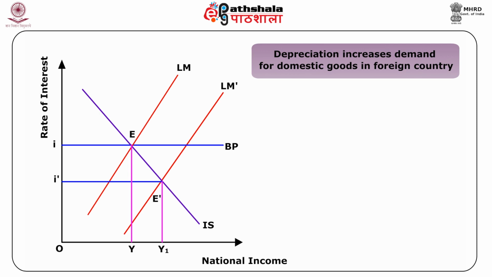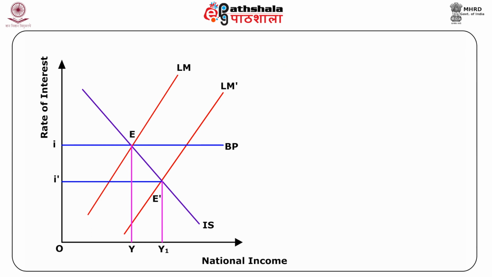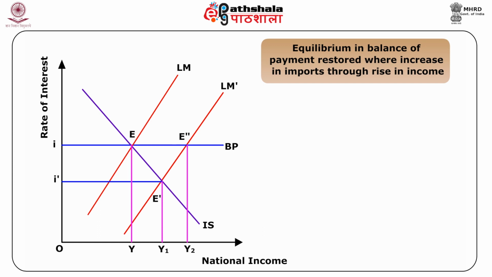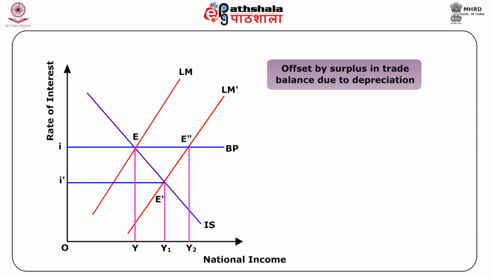Depreciation increases the demand for domestic goods in the foreign country, thereby increasing the output and income. This moves the economy upward along the LM dash curve till it reaches point E double dash, where income rises to OY2 and the interest rate rises to the old level I. Equilibrium in the balance of payments is restored at E double dash, where the increase in imports through the rise in income is offset by the surplus in trade balance due to depreciation.